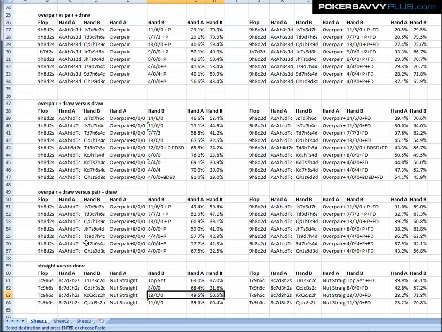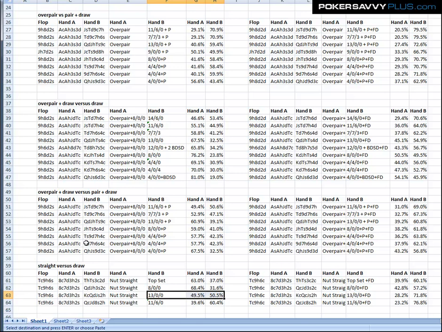I talk about this a bit in the board texture material as well in lesson 5, video 5, but on board textures where the nut straight is vulnerable to big wraps, having the nut straight or being able to represent the nut straight is not a particularly powerful thing. A board like 10-9-6, which is the example that we're using here, there can be times when you would turn over 8-7 and your opponent wouldn't care. Your opponent would either be a favorite against it or be a coin flip against it, especially if there's flush draw possibilities as well. There's a ton of hands that fall into that category.